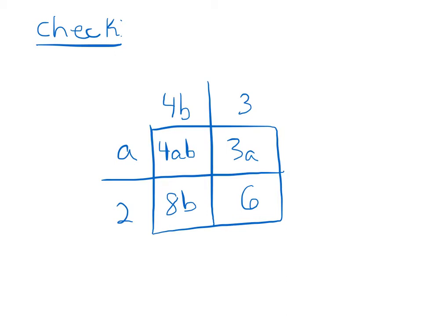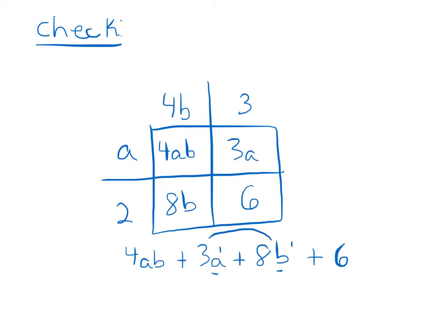So if I rewrote it, I would rewrite it as 4ab plus 3a plus 8b. And I put the a before the b because it comes first in the alphabet, and they both have a power of 1. And then plus 6. And the question is, is this the same thing we started with? And the answer is yes.